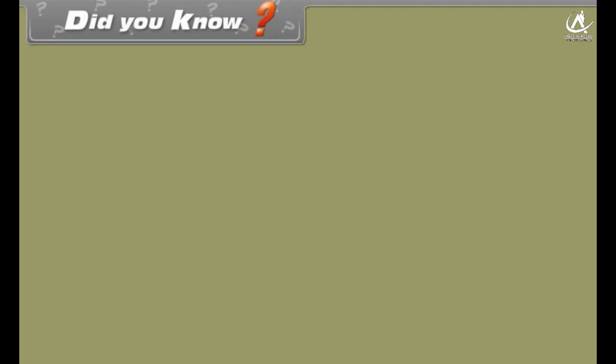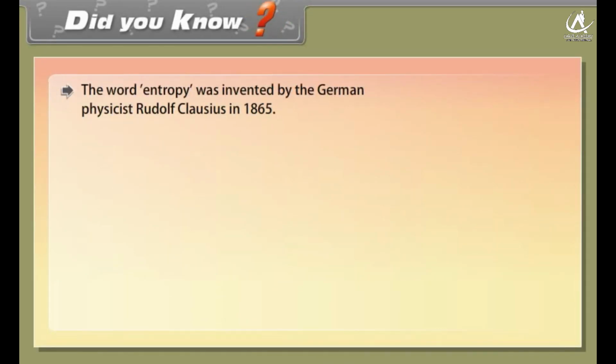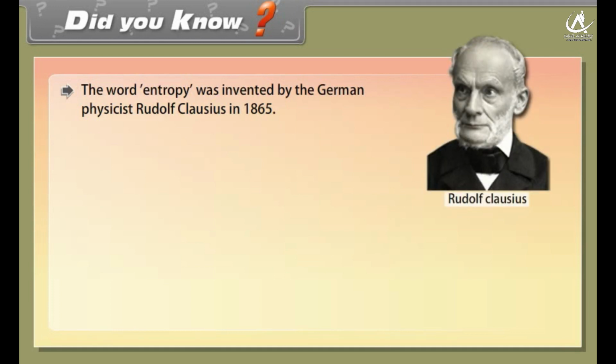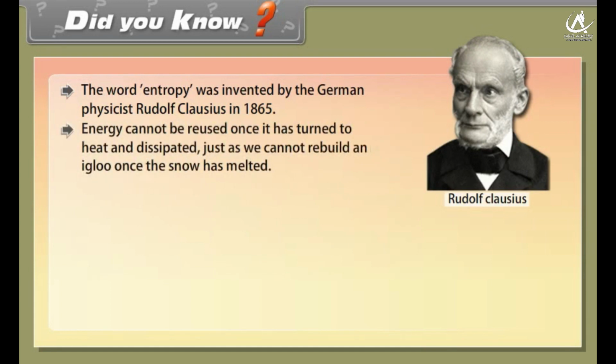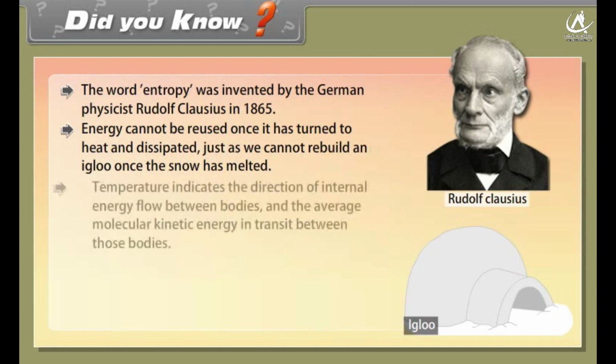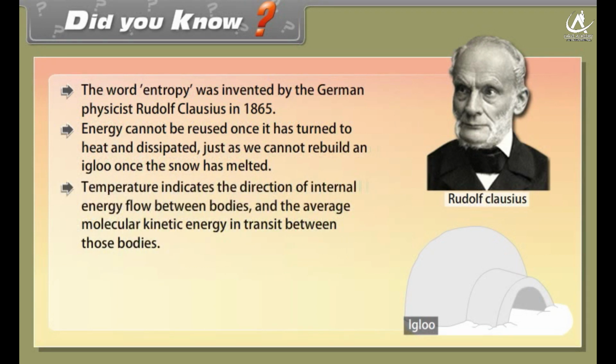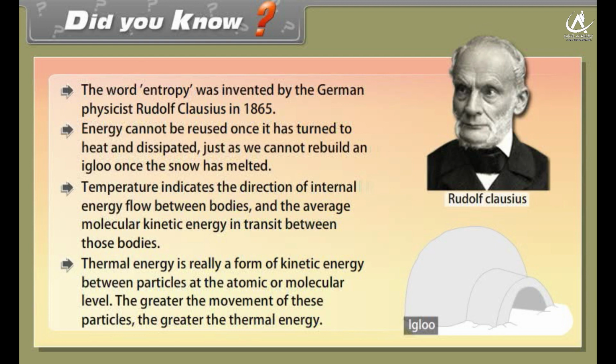Did you know? The word entropy was invented by the German physicist Rudolf Clausius in 1865. Energy cannot be reused once it has turned to heat and dissipated, just as we cannot rebuild an igloo once the snow has melted. Temperature indicates the direction of internal energy flow between bodies and the average molecular kinetic energy in transit between those bodies. Thermal energy is really a form of kinetic energy between particles at the atomic or molecular level. The greater the movement of these particles, the greater the thermal energy.